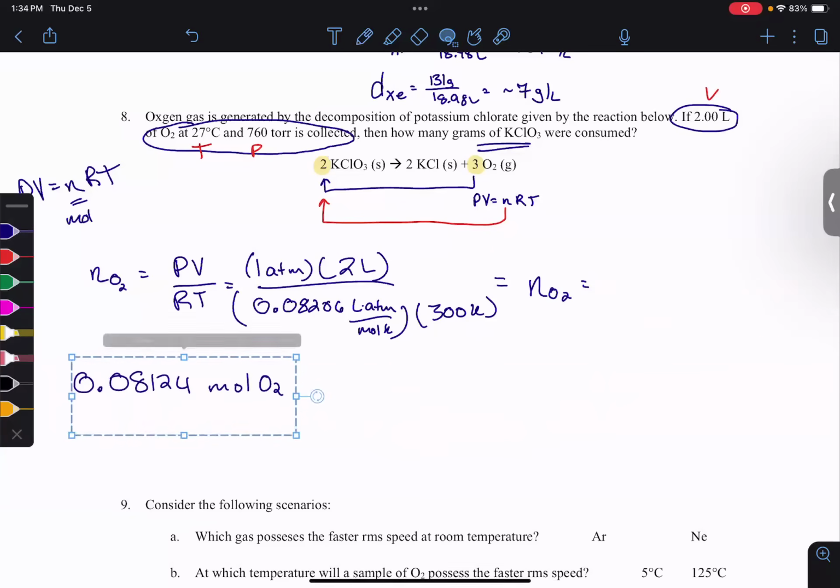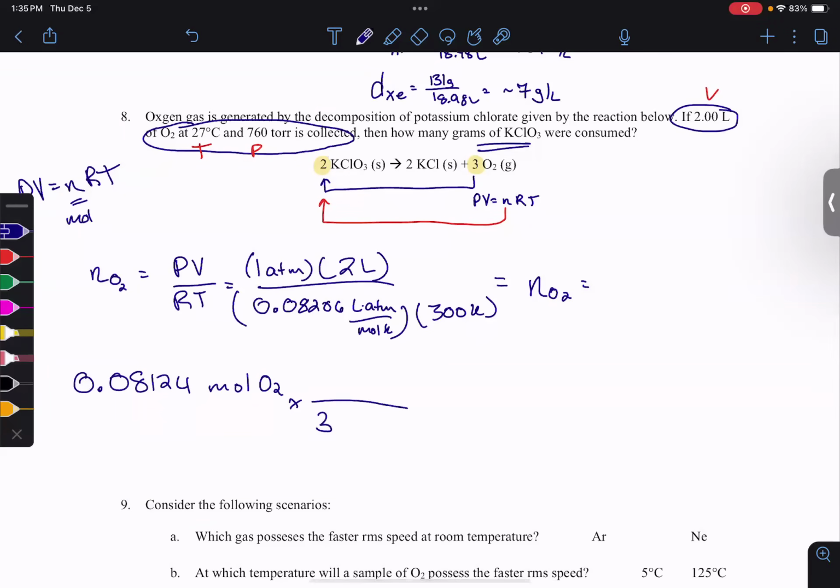Now, at this point, after I PivNerted, it is no different than stoichiometry in chapter 3, right? So I have a mole amount of product. I want to figure out how many grams of reactant I need. So I'm simply going to do stoichiometry. Notice the coefficients, 2 and 3. Where's the 3 going to go, on the top or the bottom? Bottom. 3 moles of oxygen requires 2 moles of KClO3.